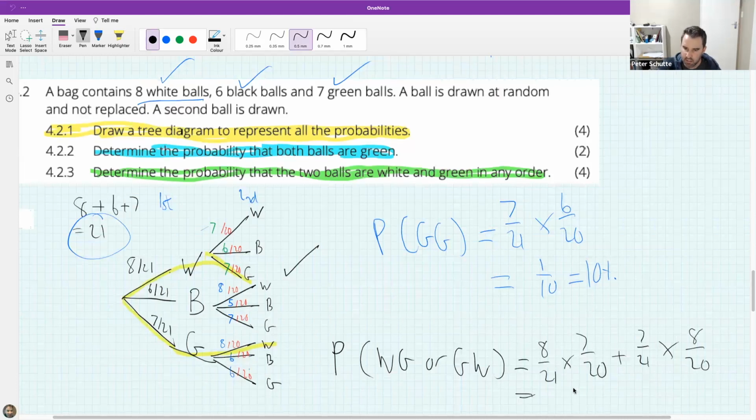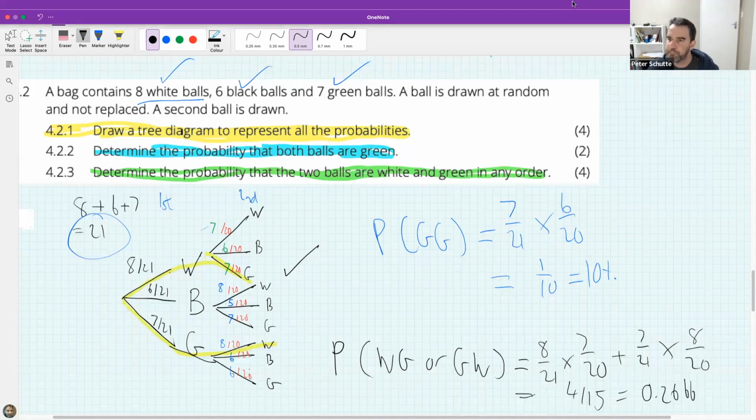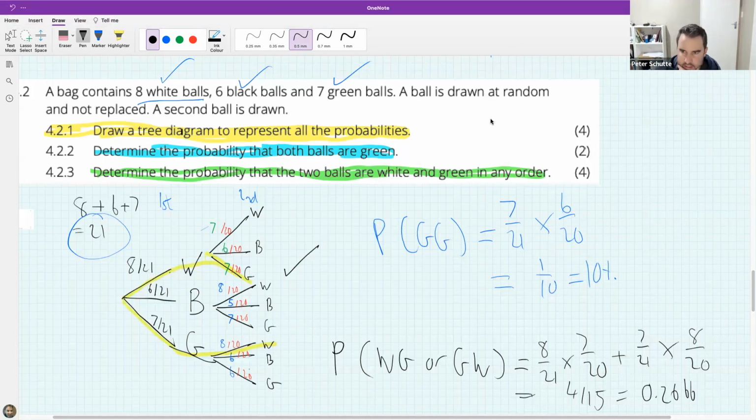And my calculator is telling me 4 out of 15, or if you put it in decimals, 0.26, so about 26.6%, or I'll leave it as that. So like, look, it is possible. Okay, you're doing nicely, everyone.